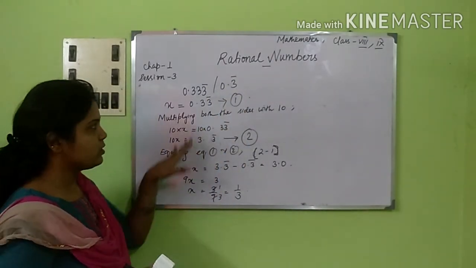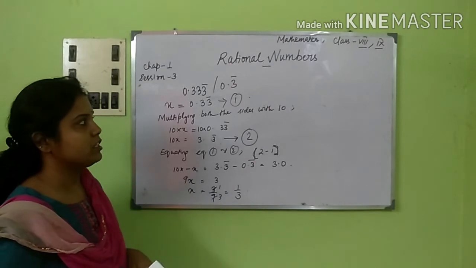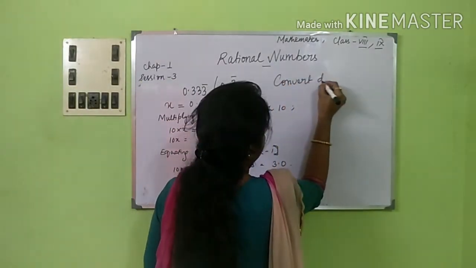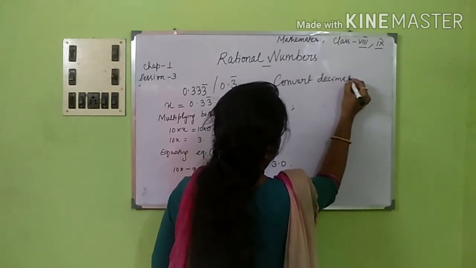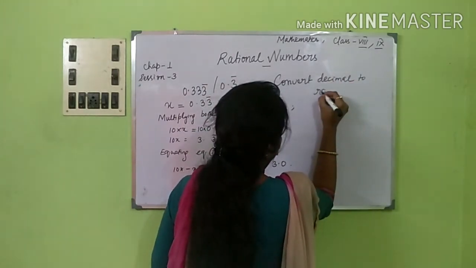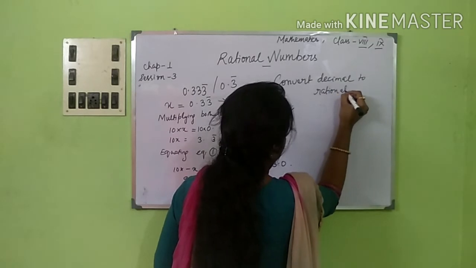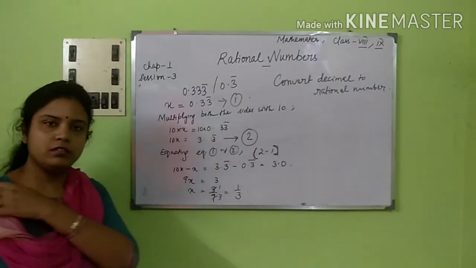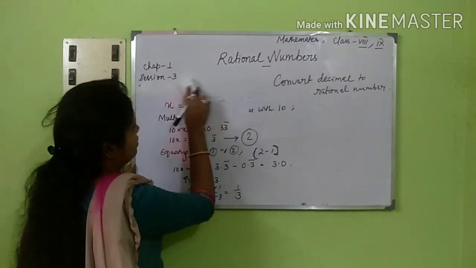Okay, so this was an example of how to convert a decimal to a rational number. Okay, so let's take another example.